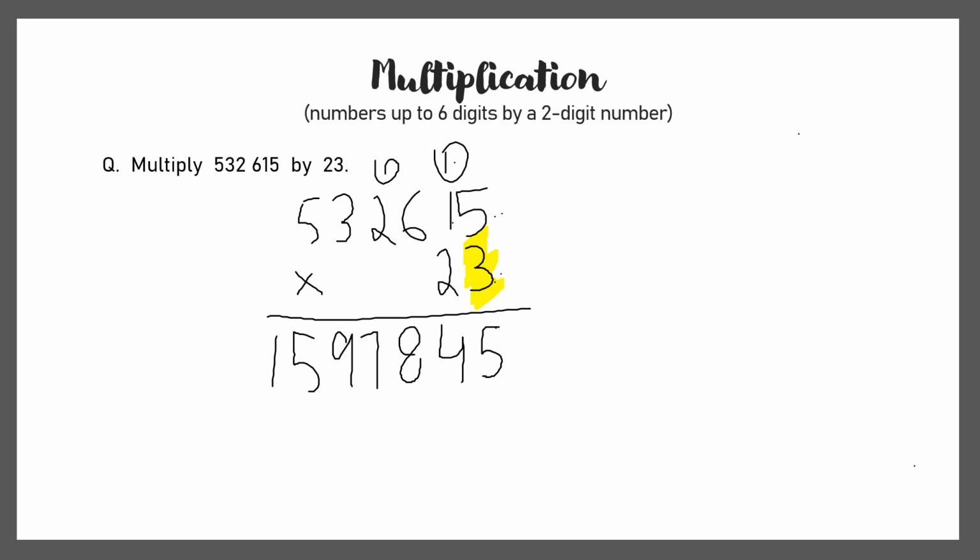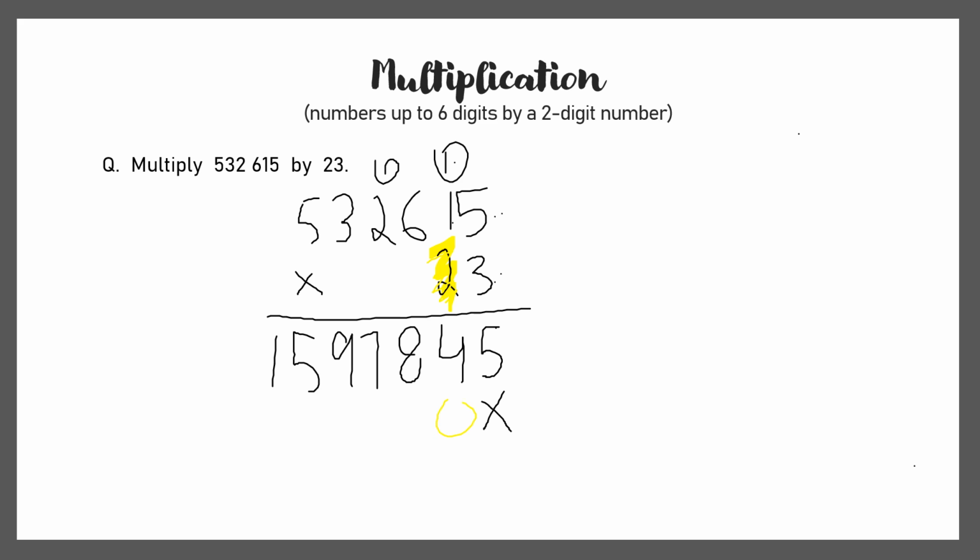Now in the next step, put a cross here, a multiply sign. Now we will ignore this 3 because we have already multiplied with it. I erase this 3. Okay, now we will multiply with this 2. Okay, let's start.